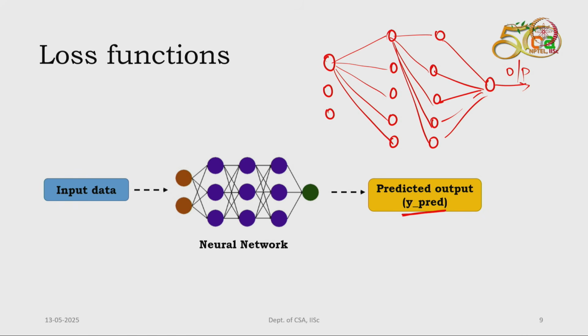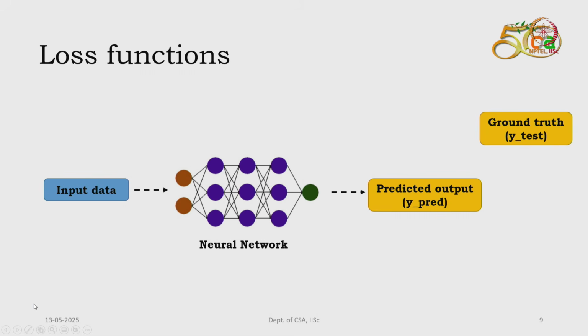Once the model predicts the output, what are we going to do? We are going to compare that with the ground truth. For every sample we already know the ground truth. We compare the model prediction with the ground truth. When we compare, if the predicted value and the ground truth are exactly the same, then there is no mistake or there is no loss here.